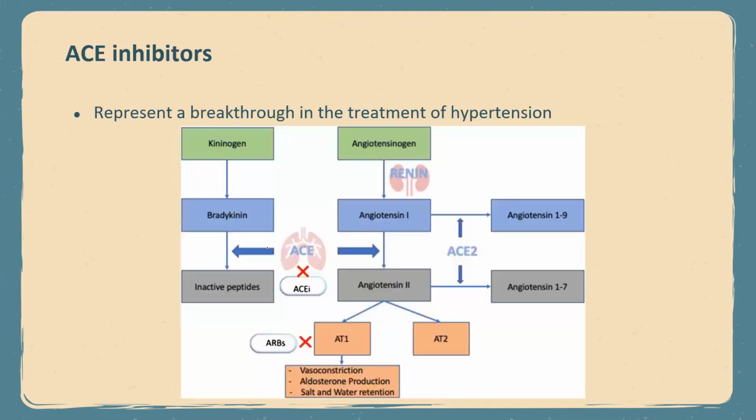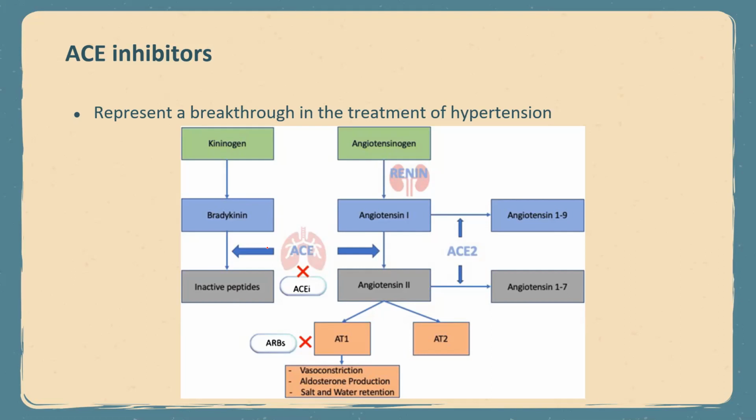Next in line we have the ACE inhibitors or the angiotensin converting enzyme inhibitors. As we all know, angiotensin 1 is produced in the body, which is inactive. That's why we have to convert it to its active form using the enzyme ACE. However, since there is a problem in the RAAS system, what happens? We have to suppress the conversion of angiotensin 1 to angiotensin 2.